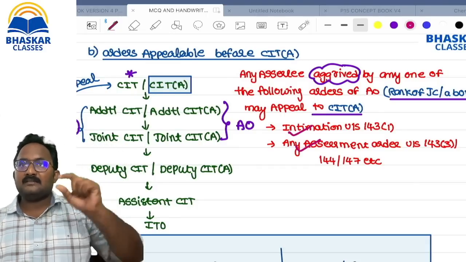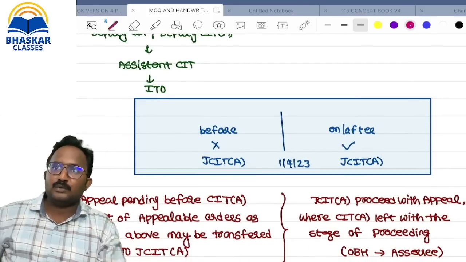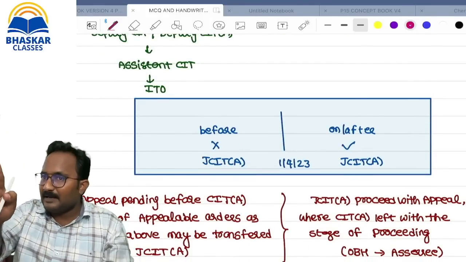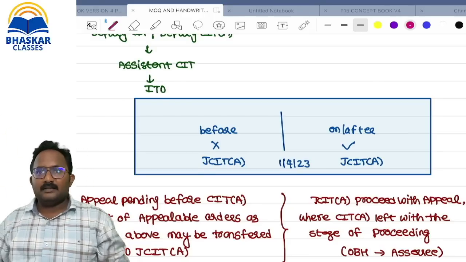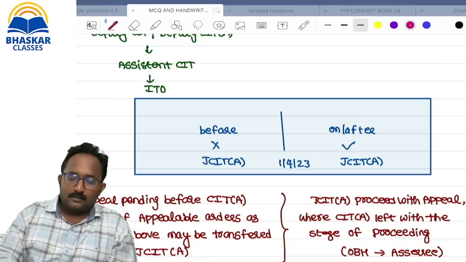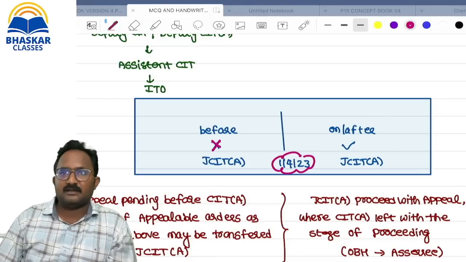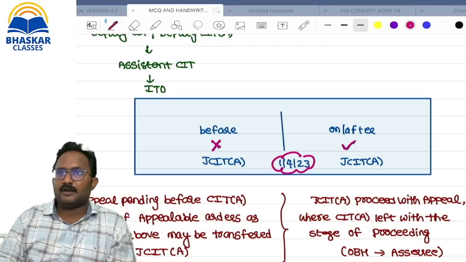Remember, the last Finance Act, Finance Act 2023, introduced the Joint Commissioner of Income Tax appeals as an appellate authority. Before that, we don't have it. Before that, we have CIT, ITAT, High Court, Supreme Court. But they introduced, along with the CIT, JCIT also acting as an appellate authority. Before 1/4/2023, we don't have Joint Commissioner Income Tax appeals. On or after that only, they introduced the Joint Commissioner of Income Tax appeals.